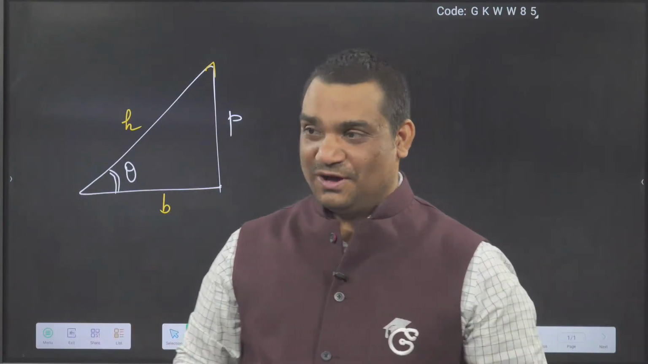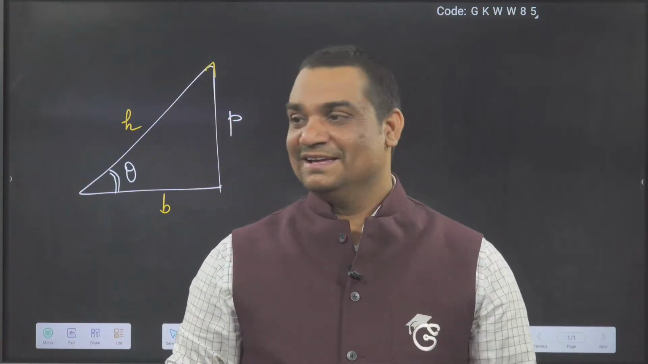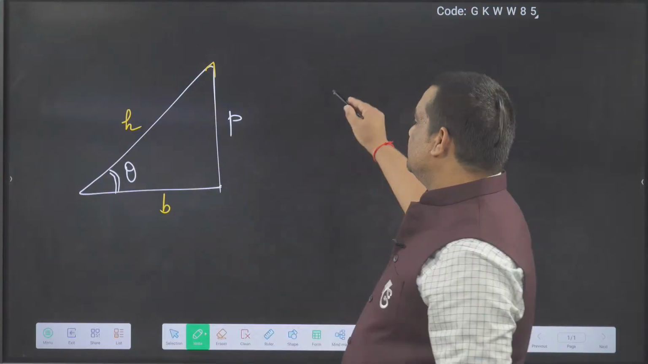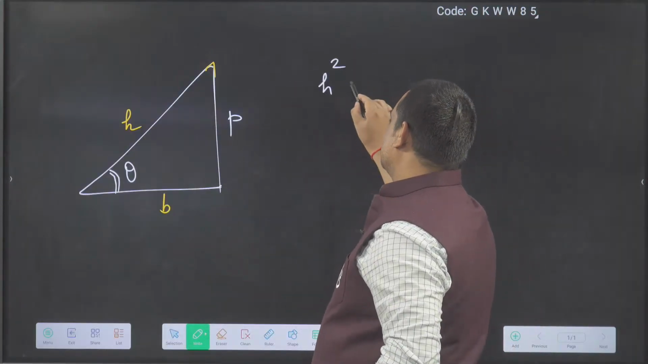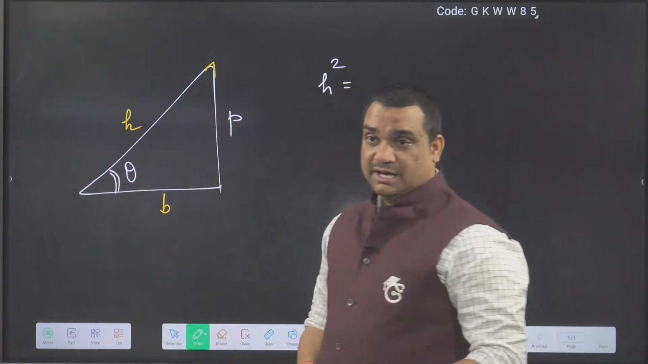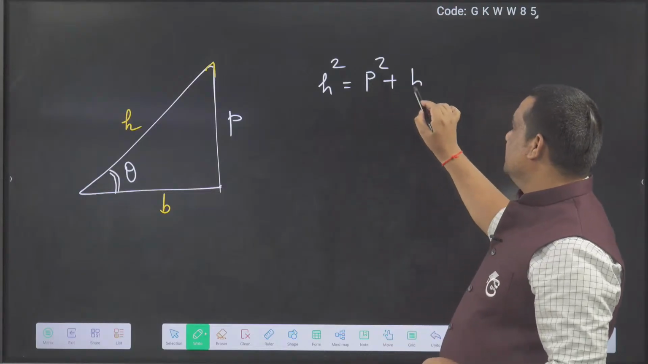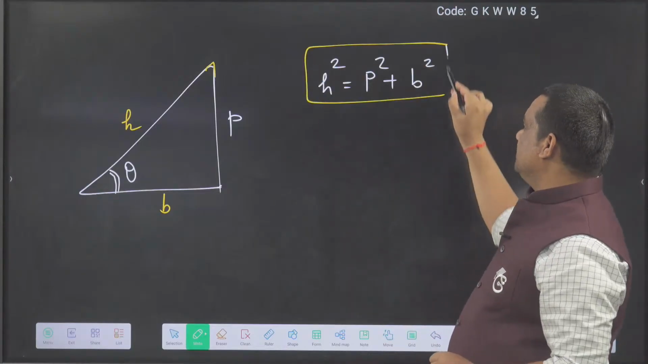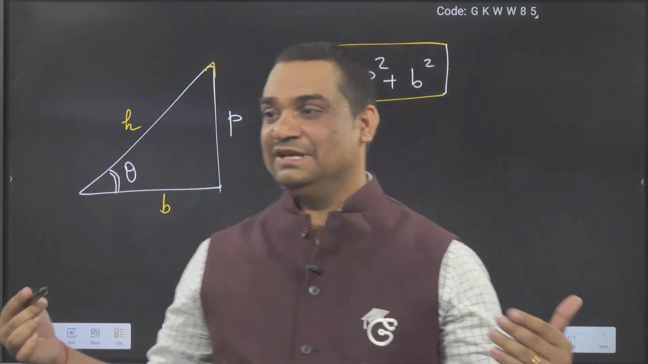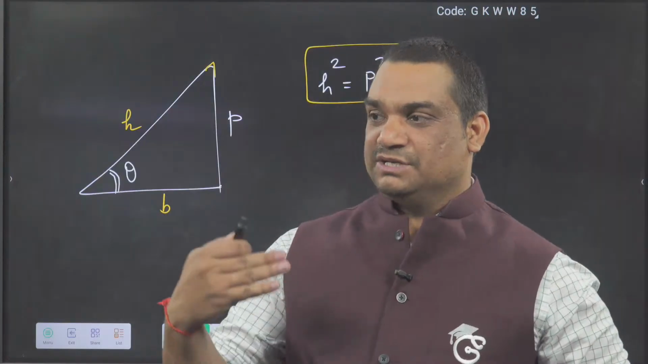Yes, which relates P, B, and H. I just want the name of the formula, whether you remember it. Yes, the Pythagoras relation, and we can write it here: H square equal to, meaning this bigger side squared is equal to P square plus B square. So you have to keep this relation in mind. We will be using this multiple times. Almost in every chapter you will use this relation, H square equal to P square plus B square.